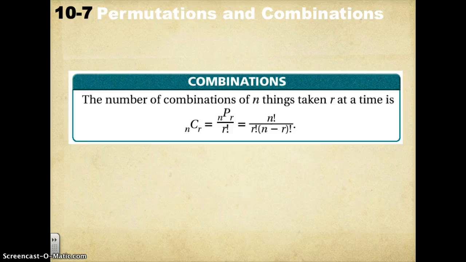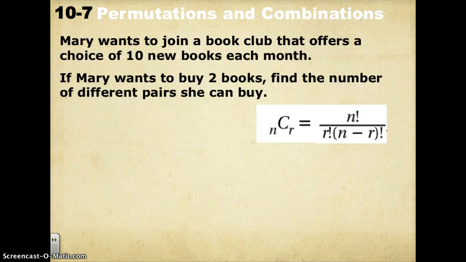The formula for finding the number of combinations of n things taken r at a time is nCr, or we like to say choose, which is the permutations divided by r factorial. So what that boils down to is n factorial over r factorial times n minus r factorial. It's the same as permutations, but now we have r factorial in the denominator being multiplied. So let's try it out.